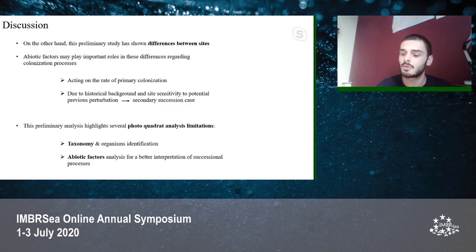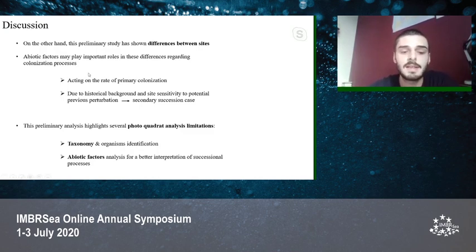For example, some species like Polyclinidae, which is supposed to appear at the end, are likely to occur earlier in Long than in Haute, which can be due to a biotic factor and of course exposure. It can be due as well to historical background and site sensitivity to potential previous perturbation, and we would be in the secondary succession case as exposed previously.